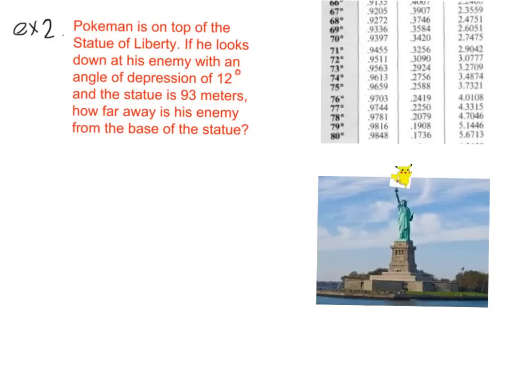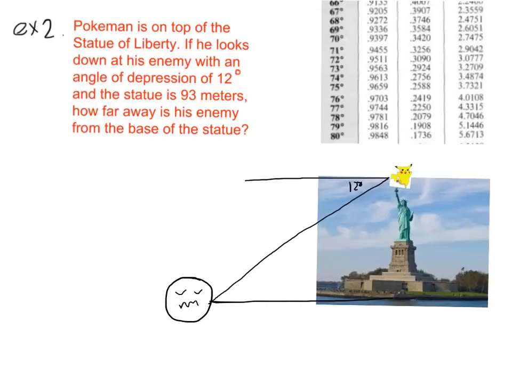Okay, we're going to start off by drawing our picture here. So here is Pokemon, and here's our horizontal line and our angle of depression, which is 12 degrees. And down here is his enemy. Okay. Now I'm going to go ahead and create my right triangle. And I know that the height of the statue itself is 93 meters.